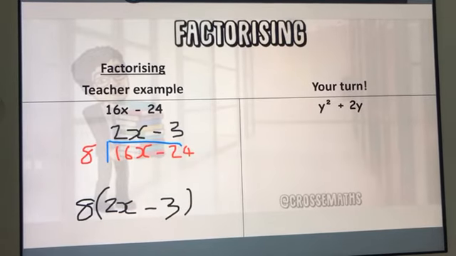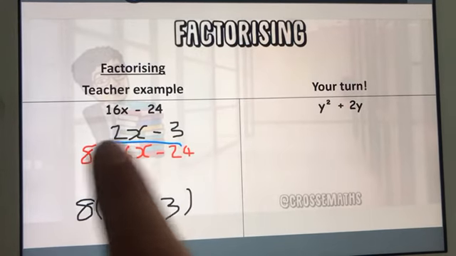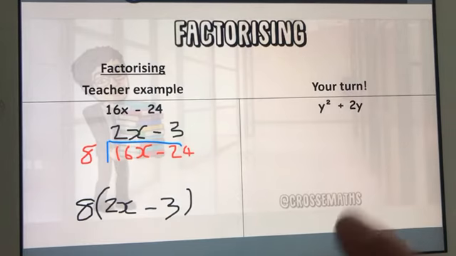Now, if you can do that without using the middle step, because you've seen this before and you understand it, just go straight from question to answer. But if you don't get it, follow this middle step that I've shown you. Have a go at this one over here for me, please.